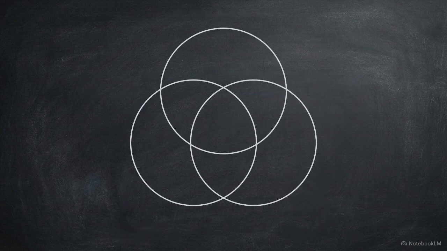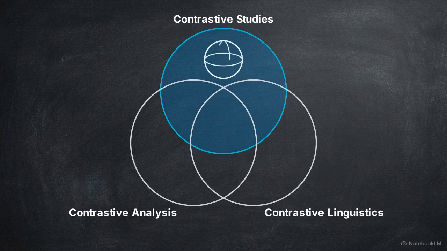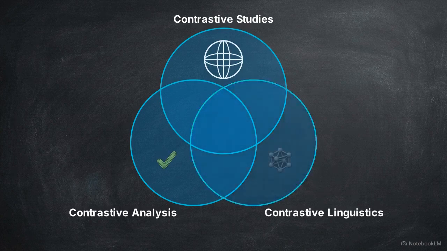The field is categorized into three clusters. Contrastive studies examines both linguistic and cultural dimensions. Contrastive analysis is the method used to identify potential errors in second language learning. Finally, contrastive linguistics focuses on the patterns between languages to establish universal or language-specific features.